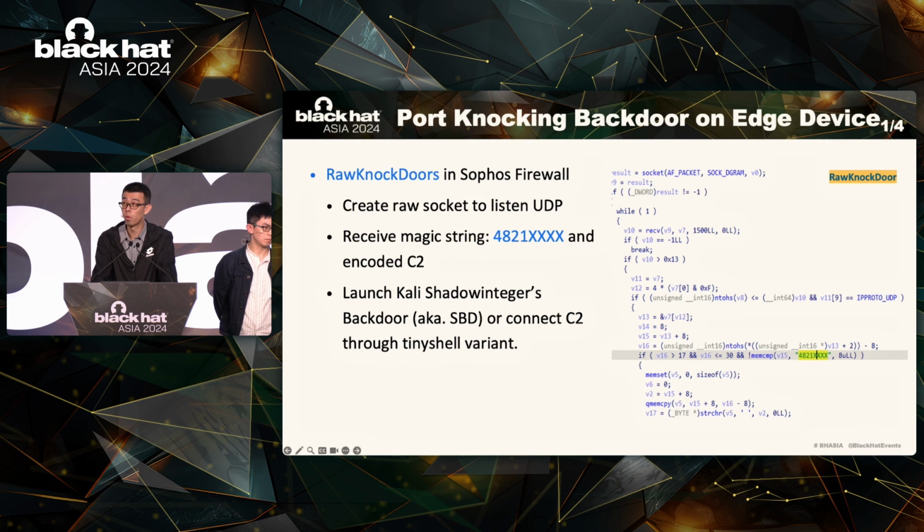We found the Gimmick backdoor in the Sophos firewall. The backdoor creates a raw socket to receive a layer 3 payload, checks whether the payload belongs to the UDP protocol, compares the magic string, and decodes the C2. Finally, it launches a shell to connect to the C2 through a new-style shell variant.